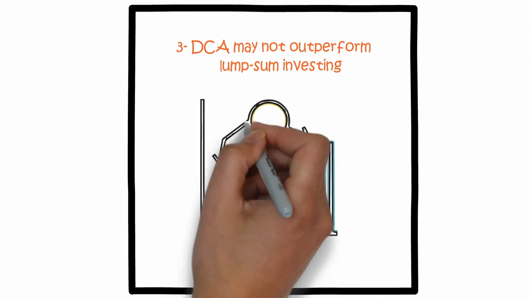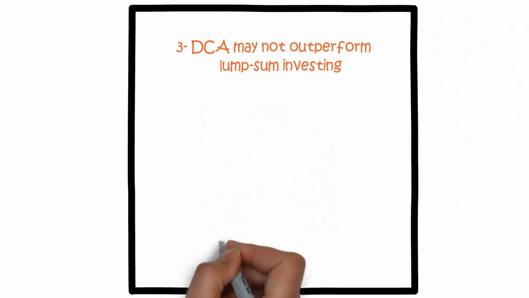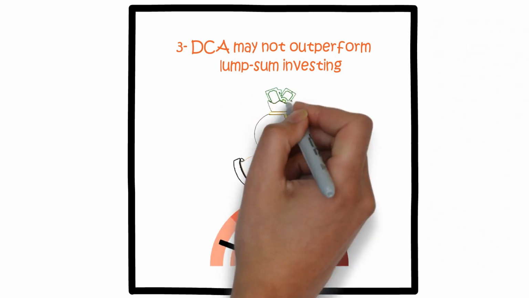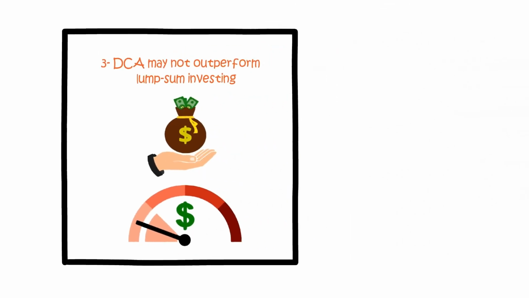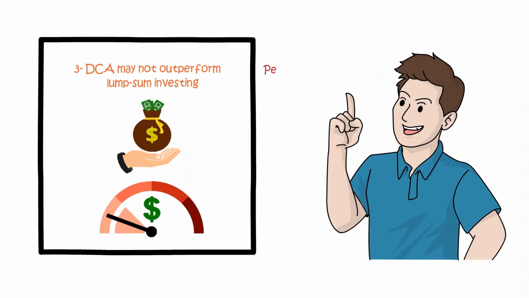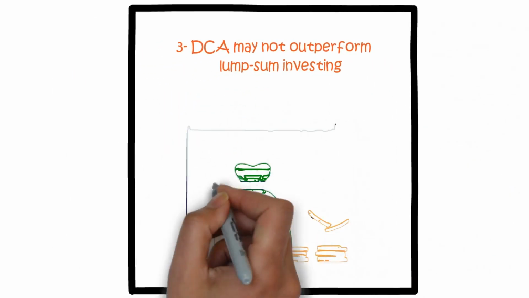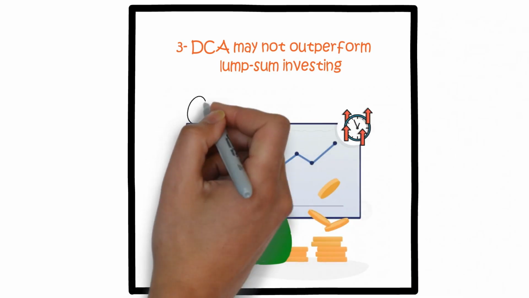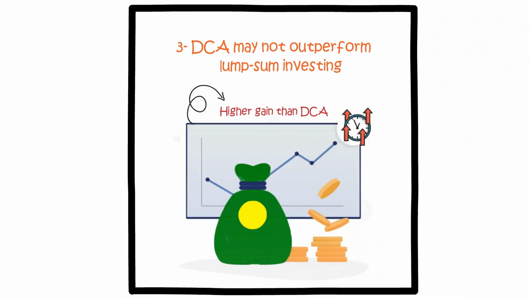Third, DCA may not outperform lump sum investing. While DCA helps average out investment costs, the overall returns might be lower than investing a lump sum at the right time. I know the market is unpredictable, so perfectly timing a lump sum investment is difficult.